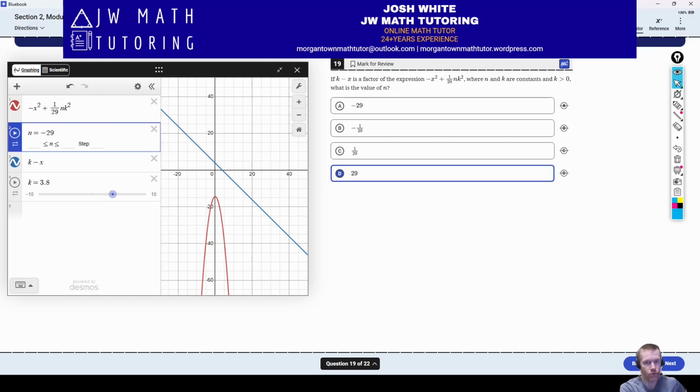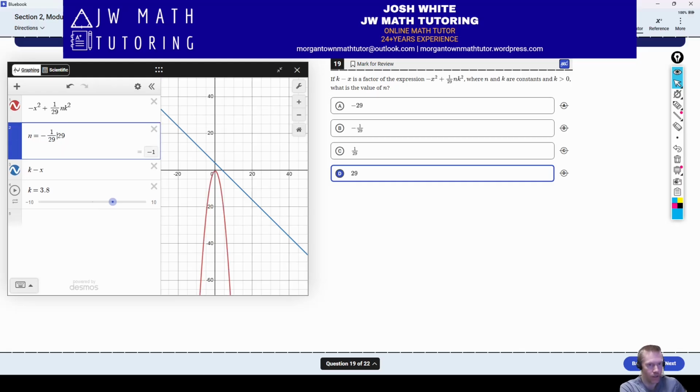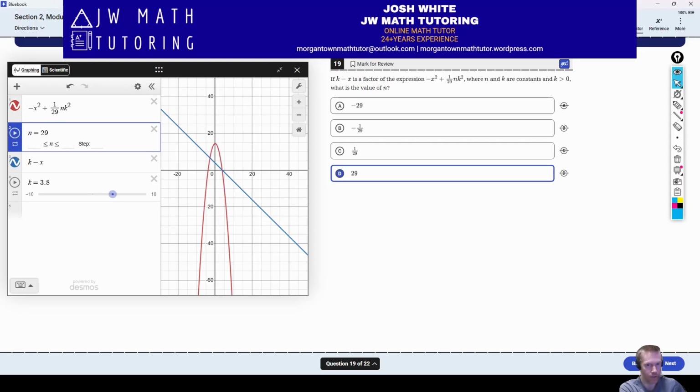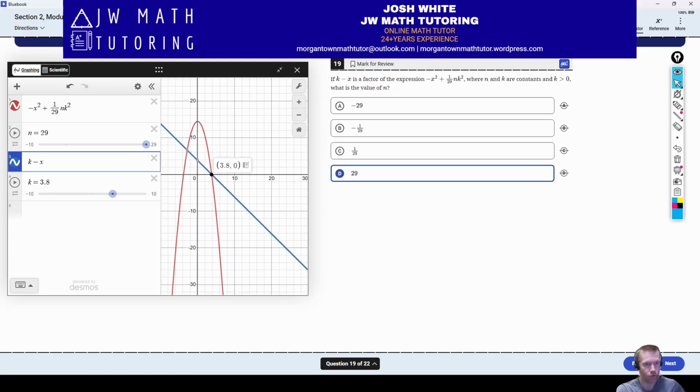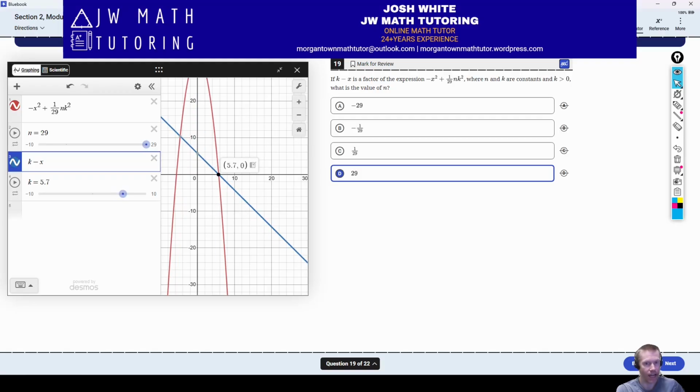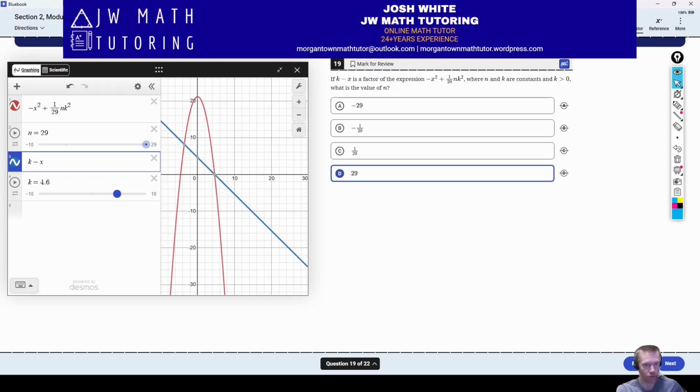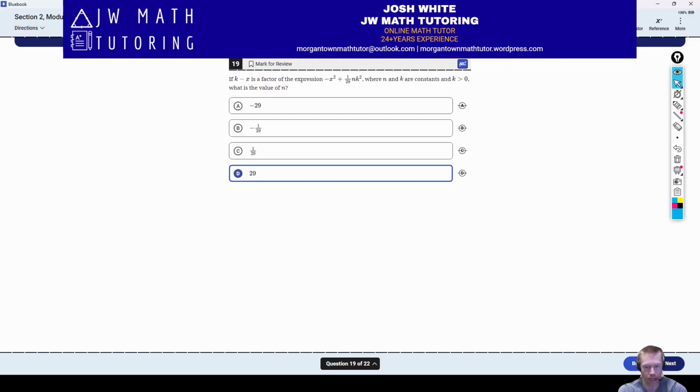So at negative 29, we do not have the same x-intercept. Negative 1/29, we do not have the same x-intercept. Positive 1/29, we do not have the same x-intercept. However, notice we do, right here. They both go through the same exact point. Now, if I move this, notice both the graphs change, but they both continue to intersect at an x-intercept value. That's what tells me that k minus x is a factor of the overall quadratic. So that's how you could solve this problem entirely in Desmos.